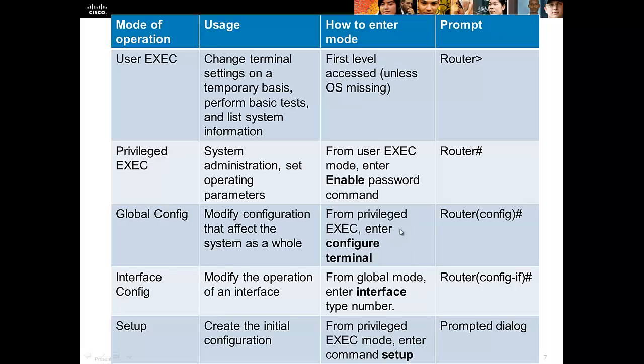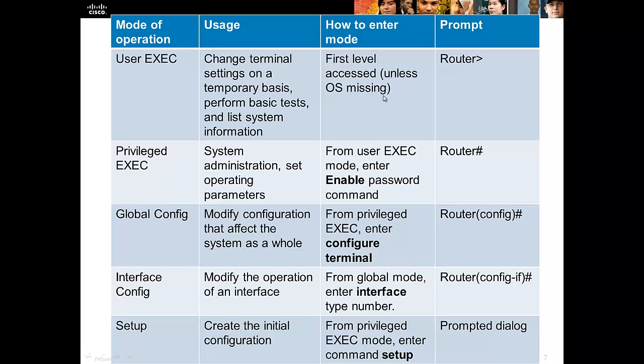Notice on the far right, the prompt is router greater than. So if it comes up to router greater than, the operating system is there and everything is well. If it comes up with something else, you've got a problem. The usage will be to change the terminal settings on a temporary basis, to perform basic testing, and to list system information. A lot of your show commands, S-H-O-W.